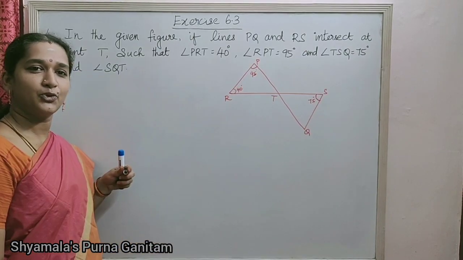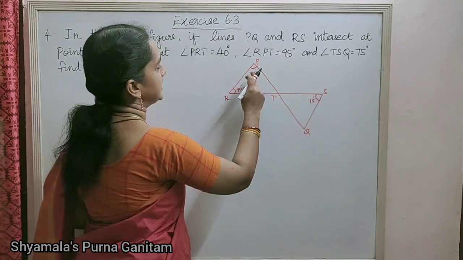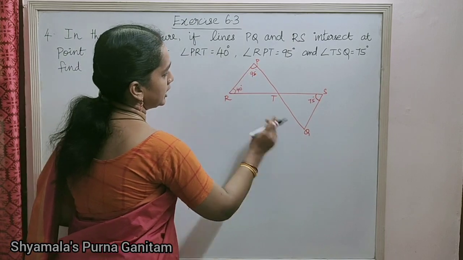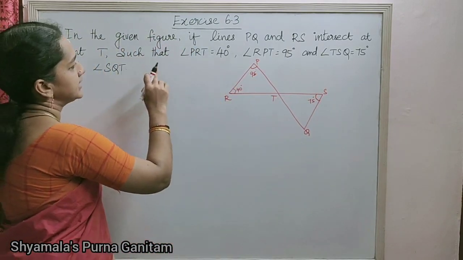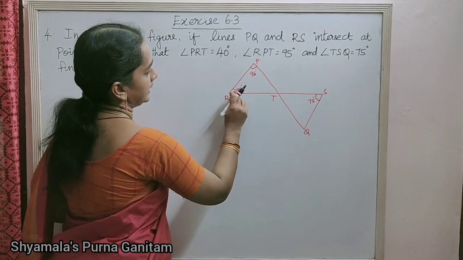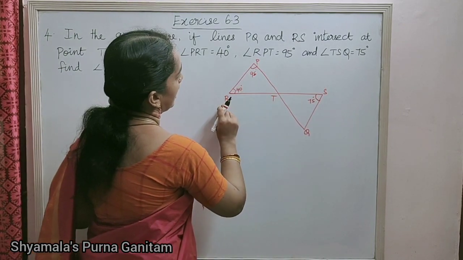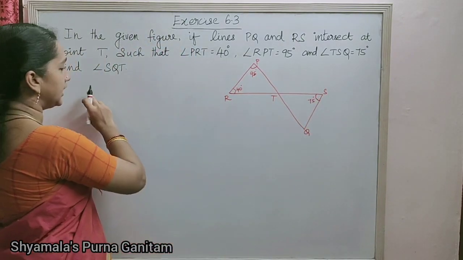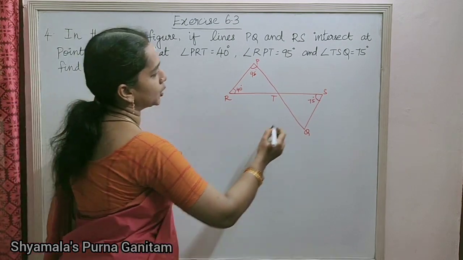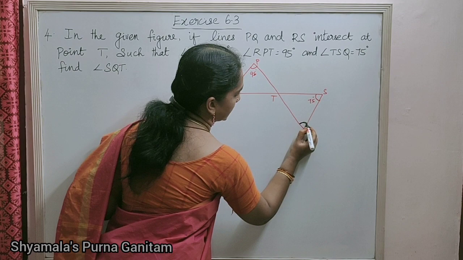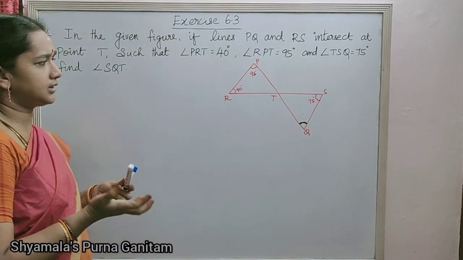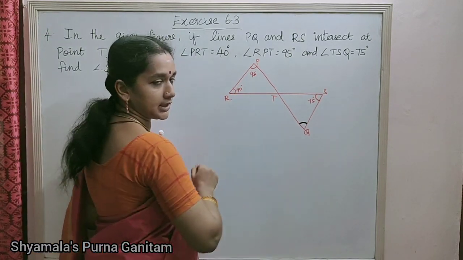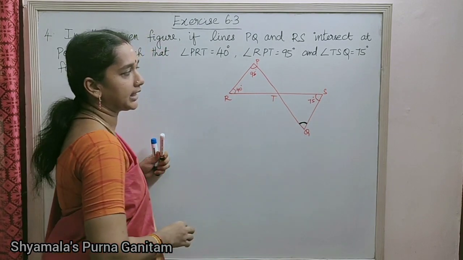Okay. Fourth sum is, in the given figure, lines PQ and RS intersect at the point T such that angle PRT is 40 degrees, angle RPT is 95 degrees, angle TSQ is 75 degrees, we are asked to find angle SQT. Okay, so this is also simple only. It can be done in two ways. These two are vertically opposite angles.